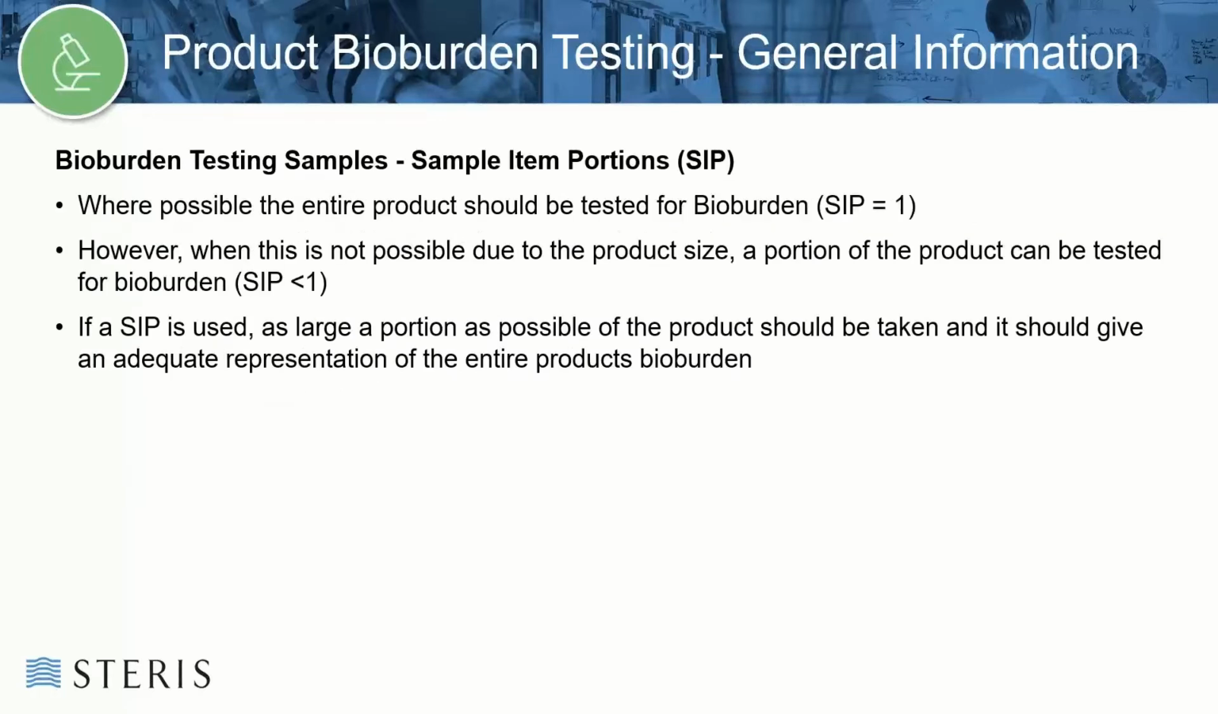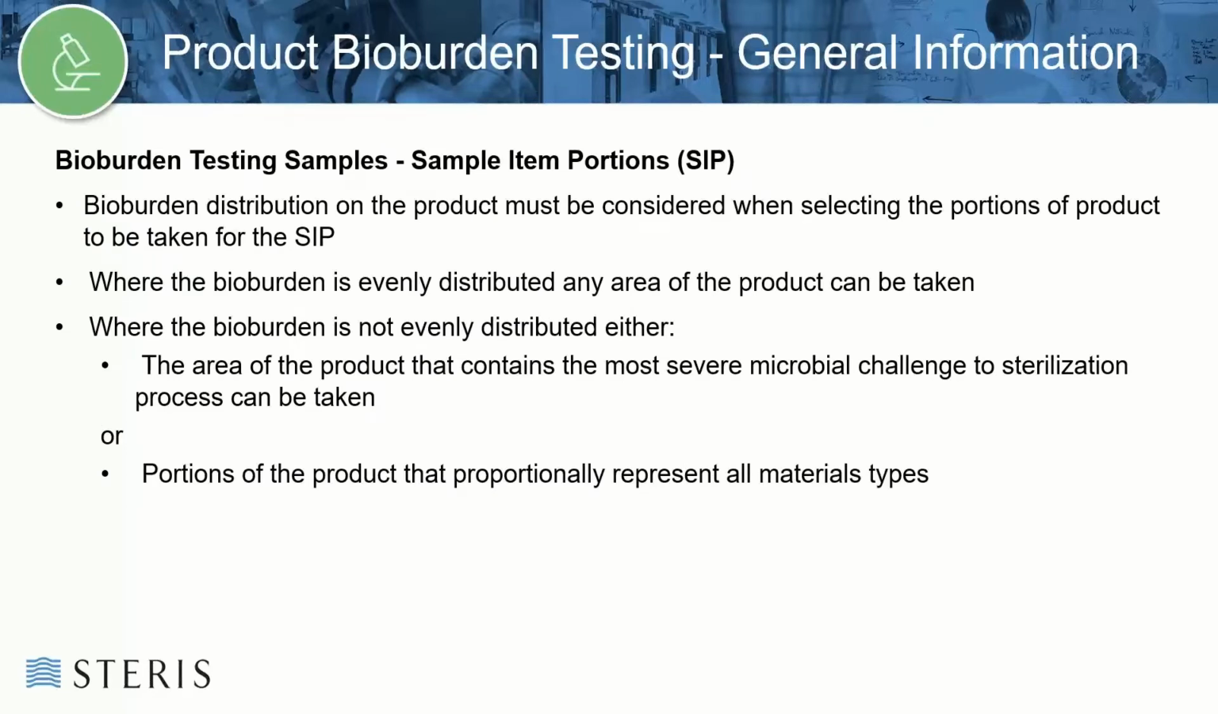A sample item portion, or SIP, is a selected representative portion of a device or product that is tested. For bioburden testing, wherever possible, the entire product should be tested for bioburden. However, if it is not possible due to the product's size, a portion of the product can be tested for bioburden. If the product SIP is used, that is only part of the sample is to be used for testing. As large a portion as possible should be used of the product that gives an adequate representation of the entire product bioburden.